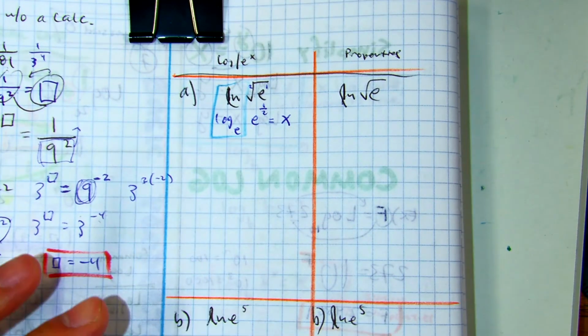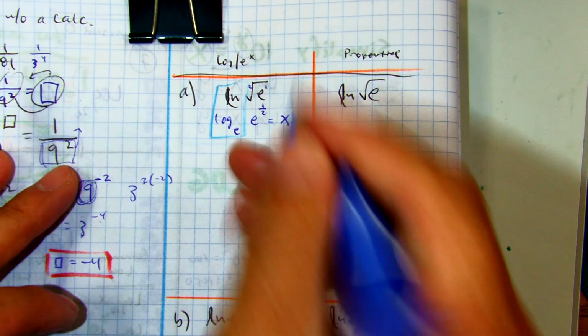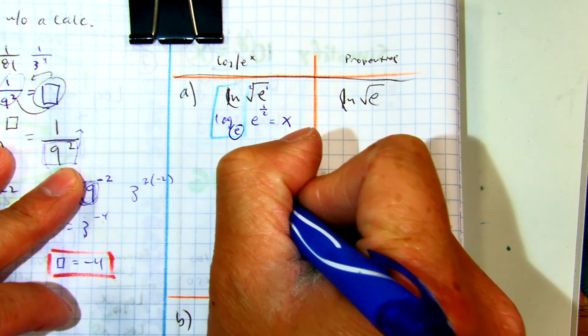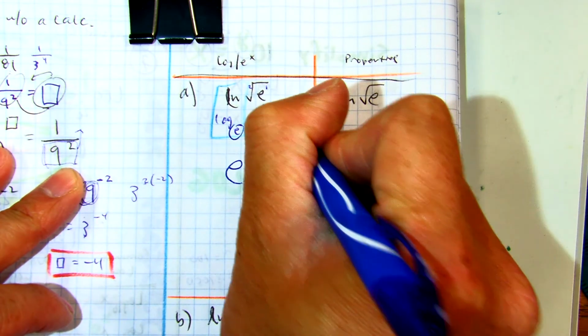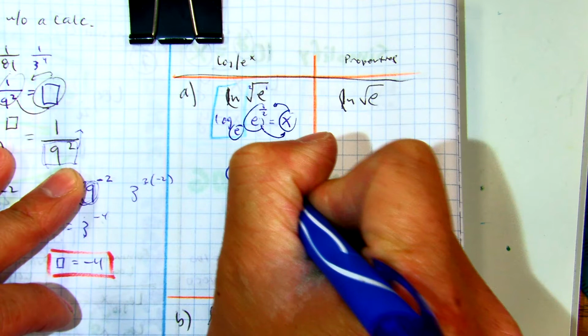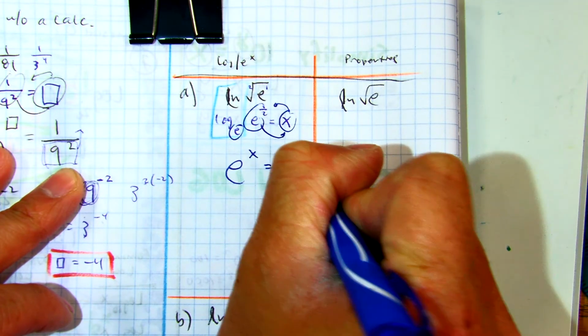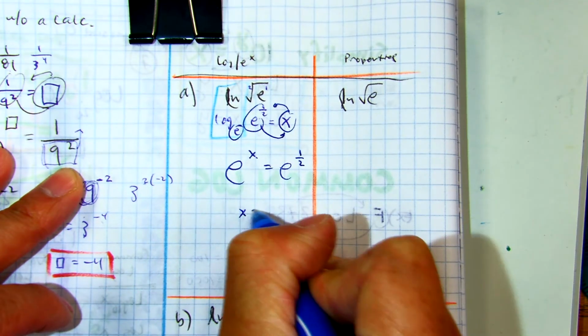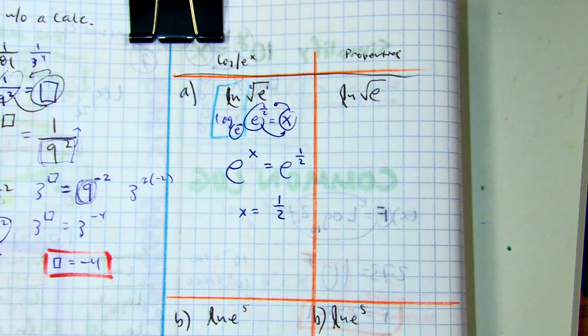Class, which one's my base? e is going to grow up to be big. We're going to switch those. So I have e to the x equals e to the 1/2. x is equal to what? 1/2. Raise your hand if you got that.